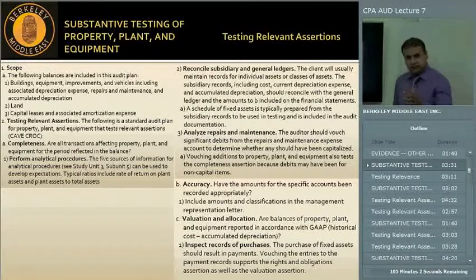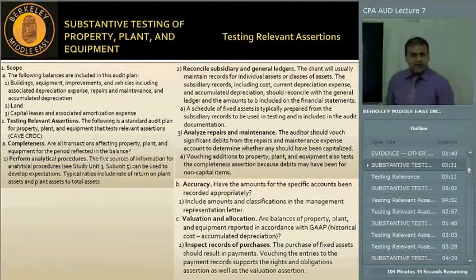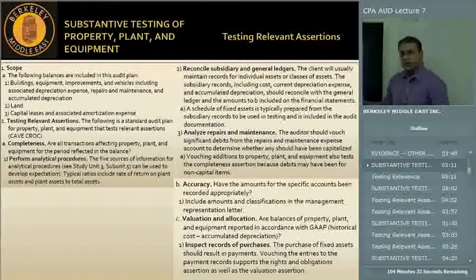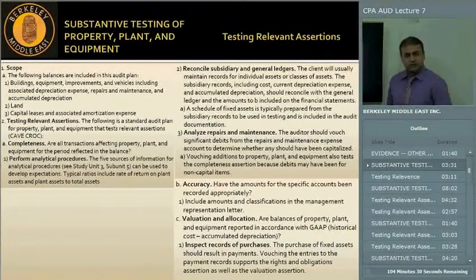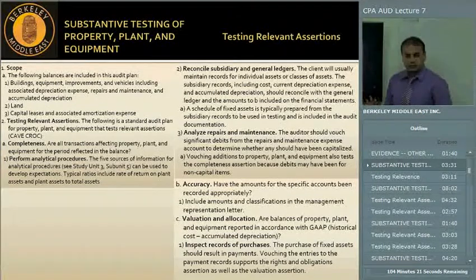Valuation and allocation. The value that is given to this account is accurate. Balances are in accordance with GAAP, generally accepted accounting principles, and we should link it with the recognition, how to recognize the asset, and assets are recorded at lower of cost or market value based on US GAAP. In IFRS, assets are recorded at lower of cost or NRV, that is net realizable value. But in US GAAP, we should keep the difference in mind. This is lower of cost or market value.